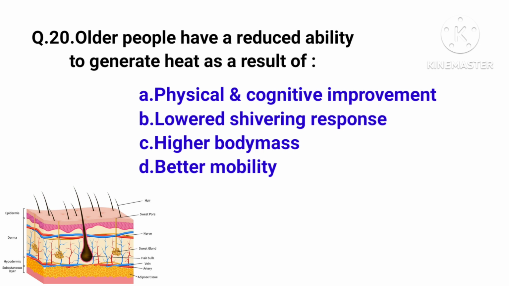Question number 20. Older people have a reduced ability to generate heat as a result of physical and cognitive improvement, lower shivering response, higher body mass, or option D, better mobility.